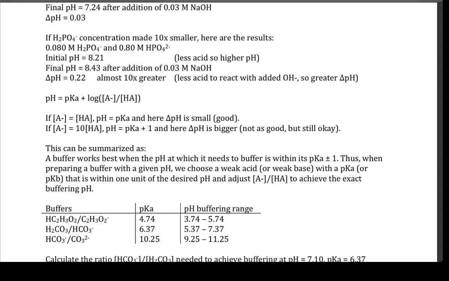So I'm showing here in the table 3 buffers. In the first buffer, the pKa is 4.74, so that would be a decent buffer in the range of 3.74 to 5.74. The second one has a pKa of 6.37, so it can buffer in the range 5.37 to 7.37. And then we have the third buffer having a pKa in the basic range, because sometimes we need a basic sort of buffer, 10.25, so it buffers in the range 9.25 to 11.25.